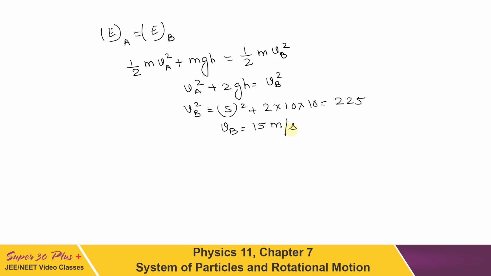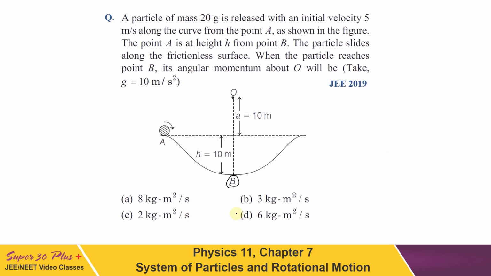Now we have to write angular momentum. So angular momentum can directly be written about O, as here the velocity must be horizontal. About O we can directly write angular momentum to be equal to mVB into RB, where RB is the perpendicular position from O to point B. This will be equal to 20 into 10 to the power minus 3 into 15 into 20, which is 6 kg meter square per second, which is our option number 4.